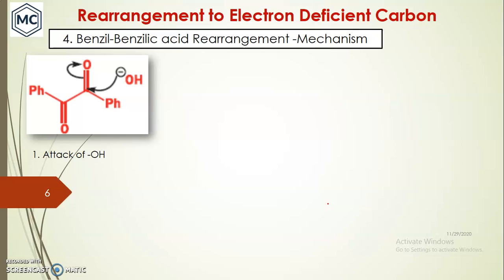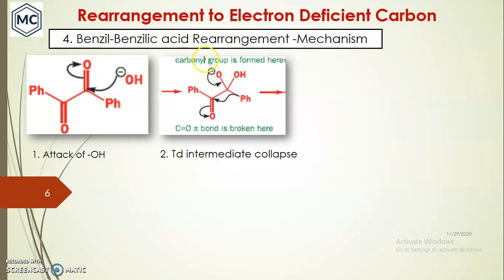So coming to the mechanism of the reaction, this is benzil, and the first step is the attack of the hydroxyl group. Hydroxyl group can attack the electron deficient center. You have two electron deficient centers, the carbonyl carbons, and the lone pair on this oxygen is nucleophilic. This can attack this carbonyl carbon, which is electrophilic, and this double bond breaks. And you get a tetrahedral intermediate like this. This is the tetrahedral intermediate, and you have an O minus here and OH.